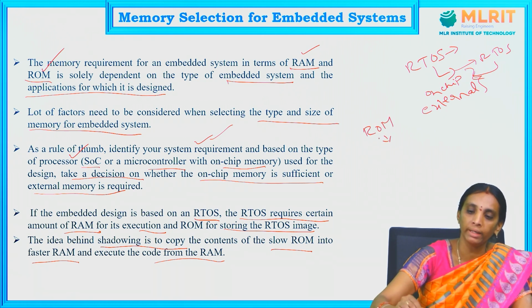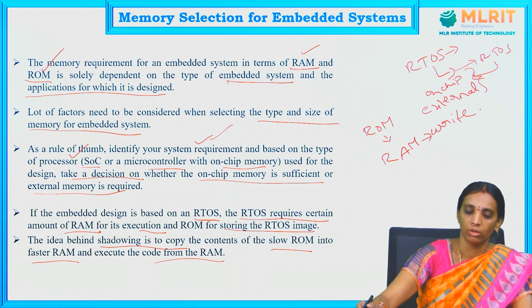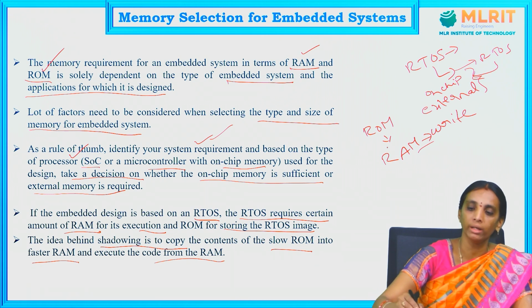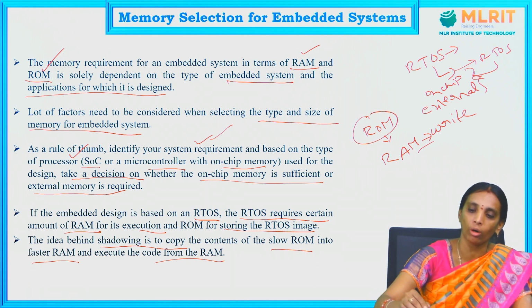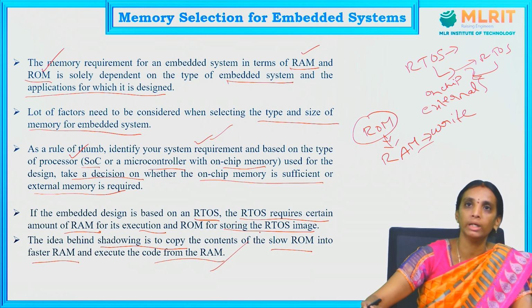So we are copying the data or the content from the ROM to the RAM, which has the facility for write operation. We need to improve the speed of the execution, so we copy the code available in the ROM to the RAM so that the execution will be improved.